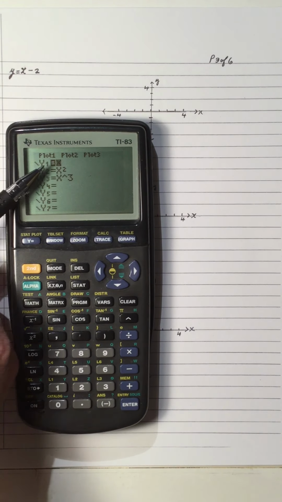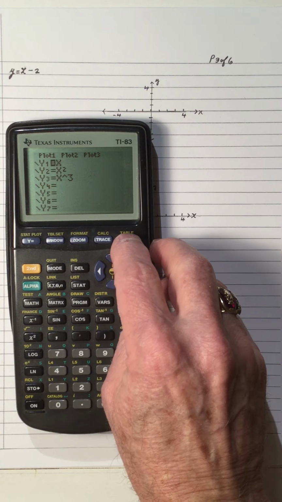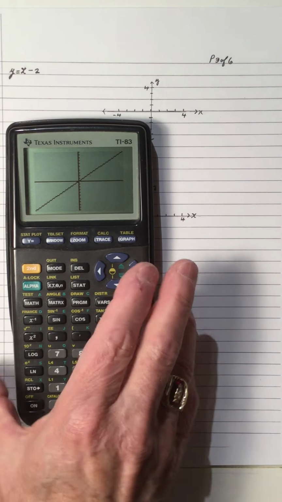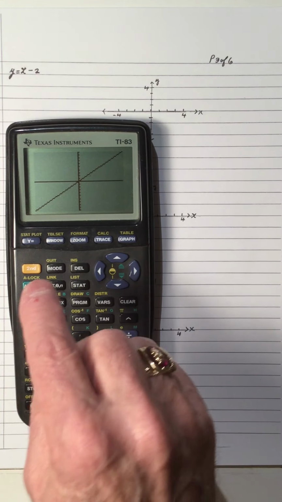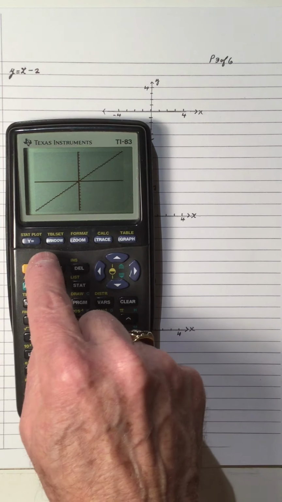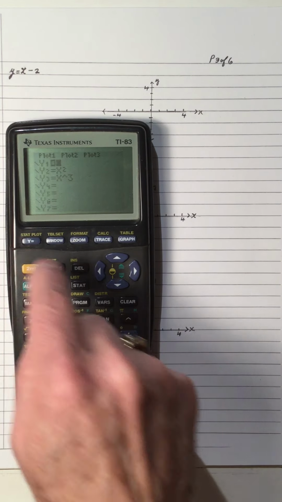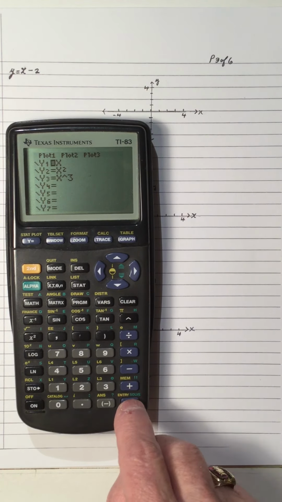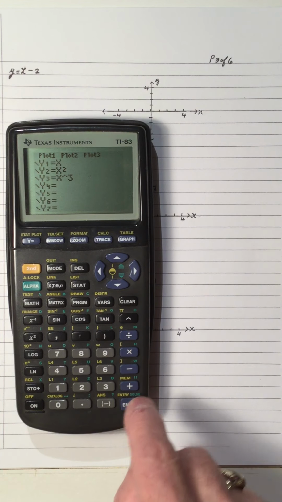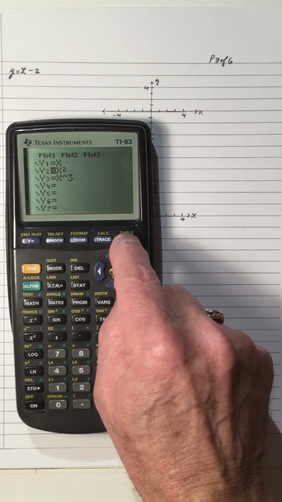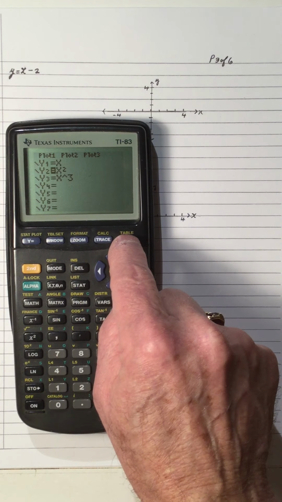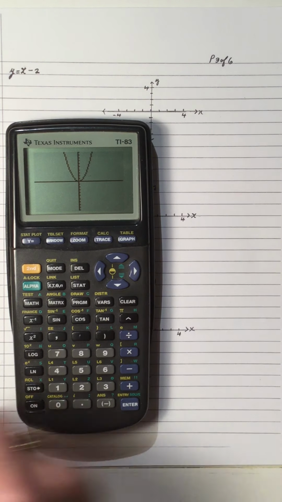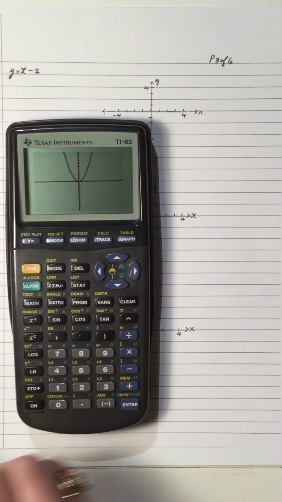So I highlight y equals x, and we'll graph that. There it is. It's a line going straight through. That's the one I just did, only I have the window restricted in how far I can go. Now I'm going to highlight this one and graph. This is y equals x squared, which is the parabola. And there it is. Notice the vertex is 0, 0 and it's moving upward because it's positive.